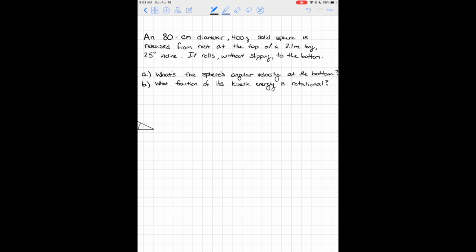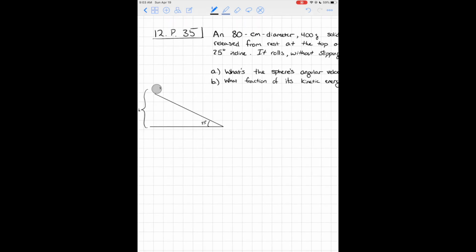And when we see something like this, where we're rolling from some height down to some other height, already we should be thinking about using energy, because we're turning some gravitational potential energy into our kinetic energy. And not only do we have some rotation, but we also have translation here. So it's a little bit of a complicated scenario. But first off, we can solve for h. That'll be useful to us.